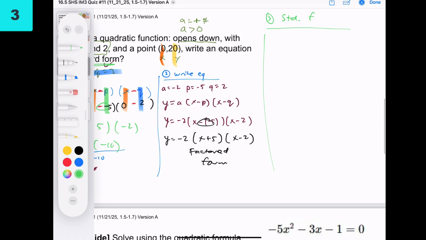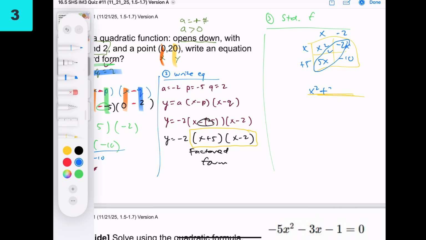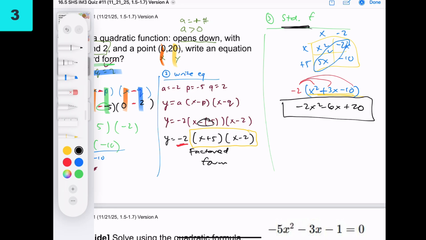So to get standard form, I'm going to first multiply these two. So let's put it in a box. X plus 5, x minus 2, use FOIL. So x squared plus 3x minus 10. Okay, now pay attention. We still have the minus 2. So now we have to distribute that. -2x squared minus 6x plus 20 is our answer. That's in standard form, no parentheses.